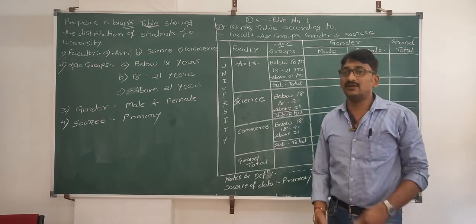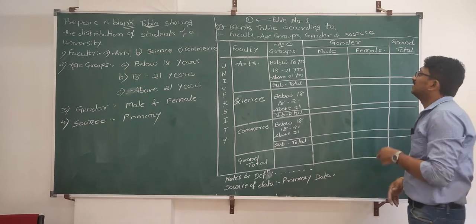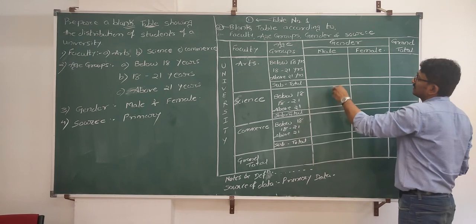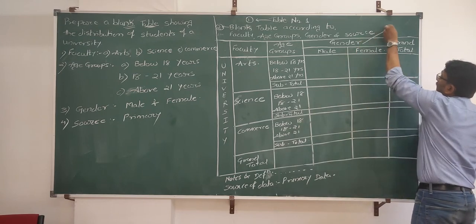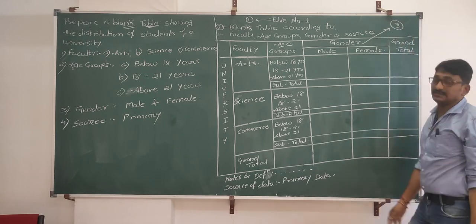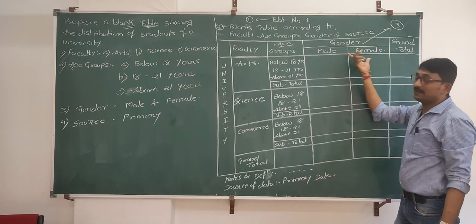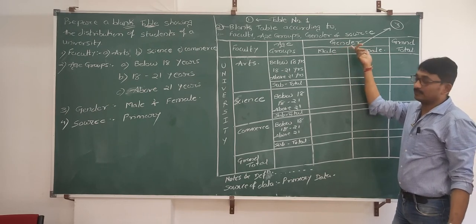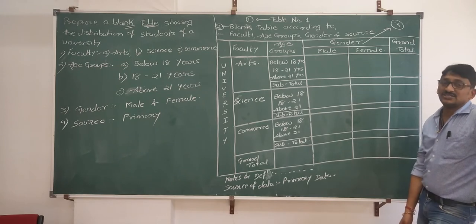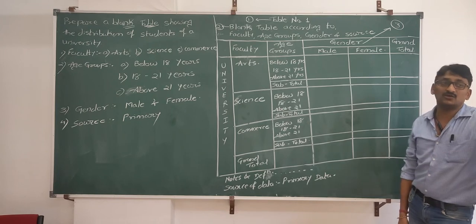Then the third one, head note. Here we can consider the head note as gender, because this is the heading for male and female. Then the fourth one is stub. Stub is nothing but row heading.